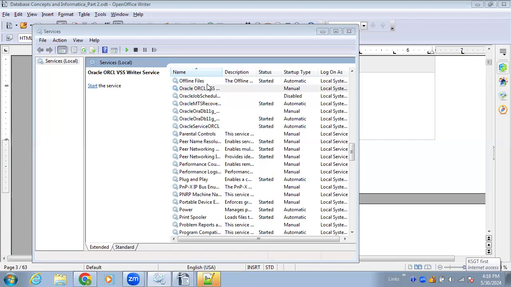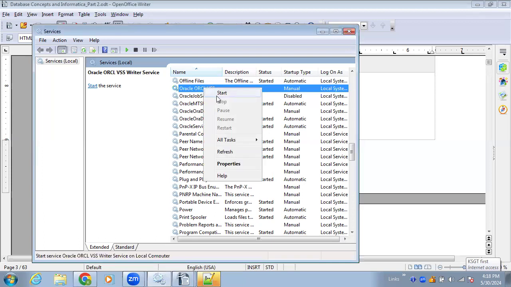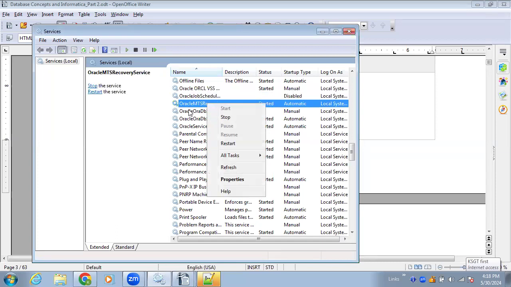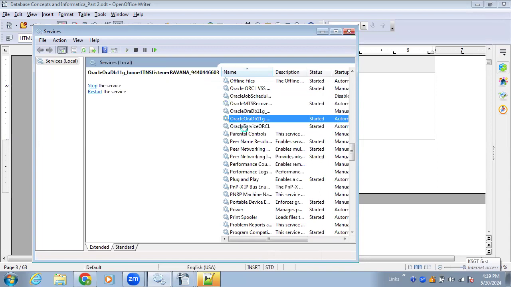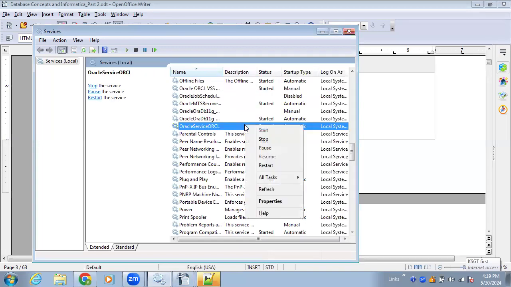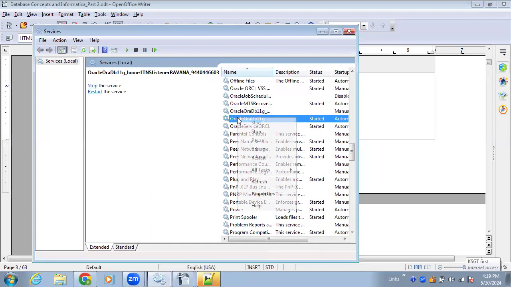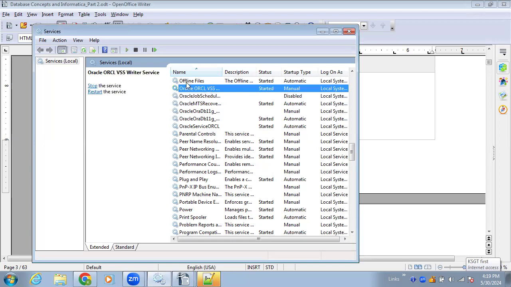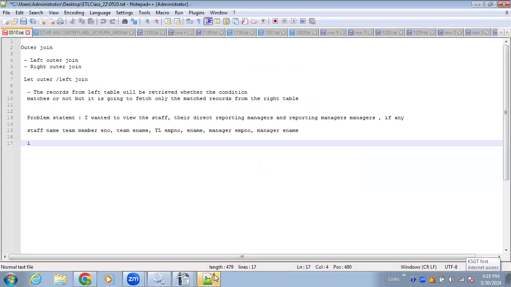And then all Oracle services. Please make sure that they start this one. This is a kind of check: right click on it, services.msc, and check all the Oracle services have been started or not. If not started, please start them only, because once you start the Informatica, it will take some time to execute them and to connect them.